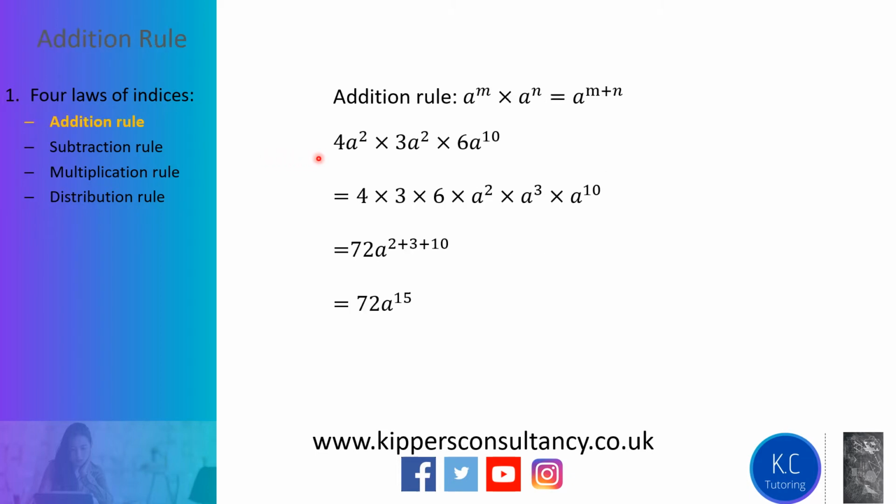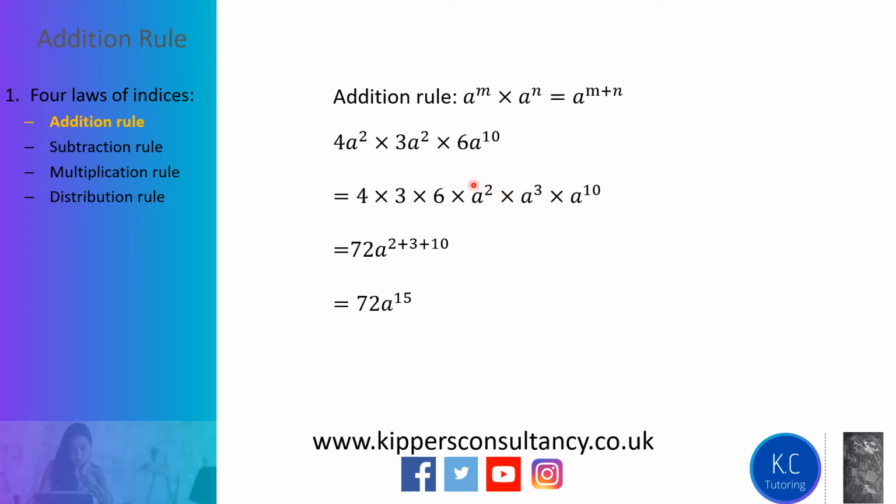Let's now look at an example of the addition rule. Here we have 4a squared times 3a squared times 6a to the power of 10. The first thing we do is we pull out all of the coefficients in front of the unknown a. So that would be 4 times 3 times 6. Then we multiply all of the a terms together. So then that becomes times a squared times a to the 3 times a to the power of 10. When we collect and multiply all of the number terms, that becomes 72.